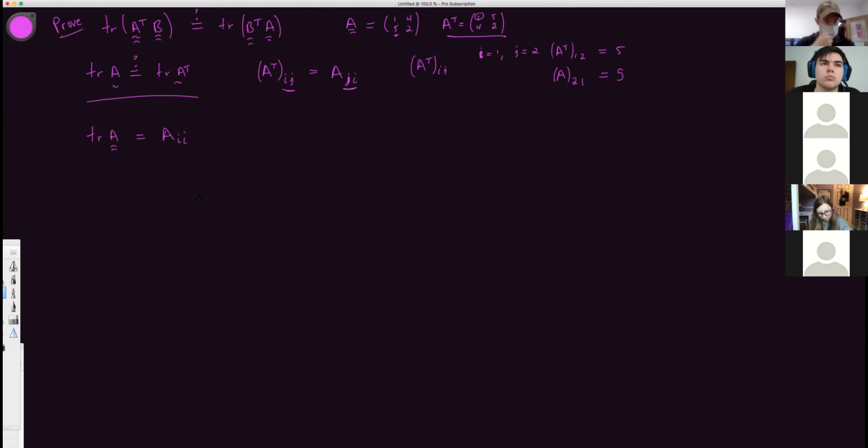Remember that repeated indices are summed over, okay? So this is shorthand for A11 plus A22 plus A33 if it's a 3 by 3, plus A44, and so on, depending on how many dimensions you have. In our little example up here, we wouldn't have A33 and A44. We would just have A11 and A22. So a trace is written like this. Remember the Einstein sum convention.